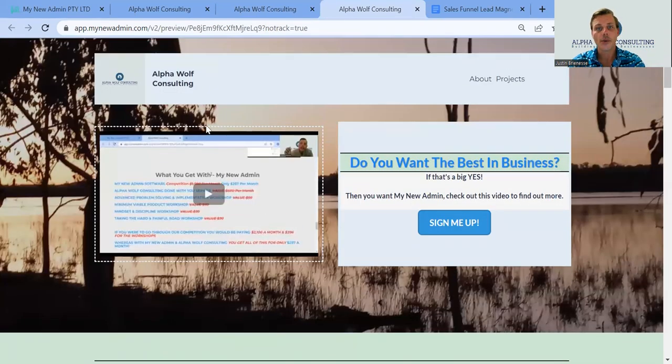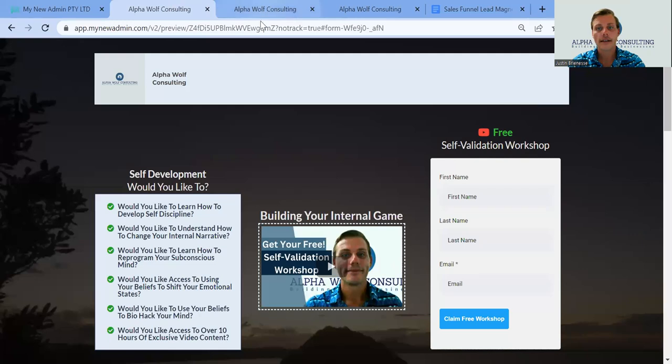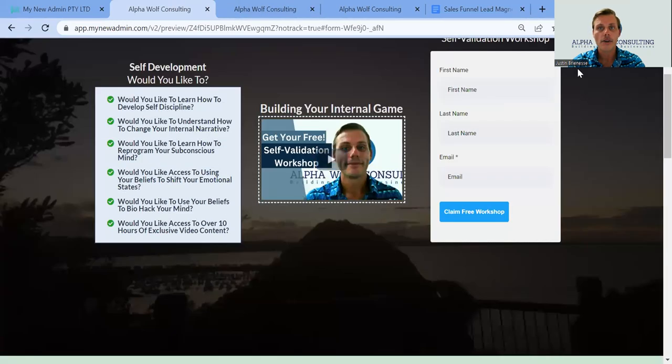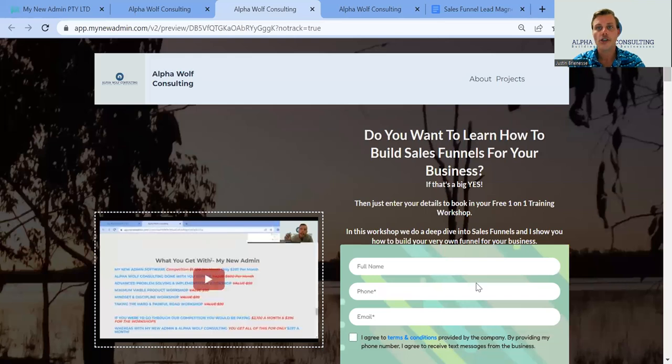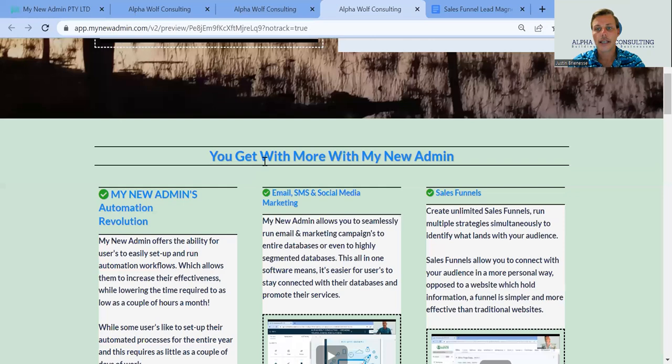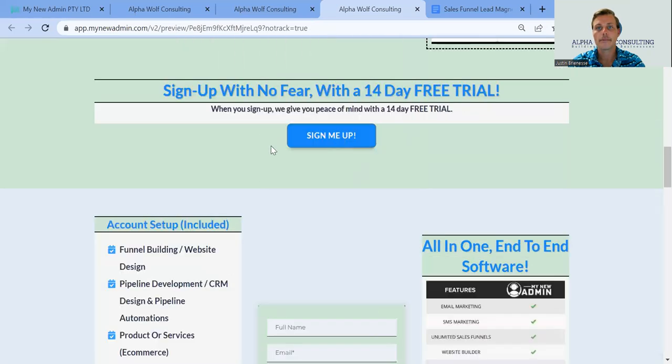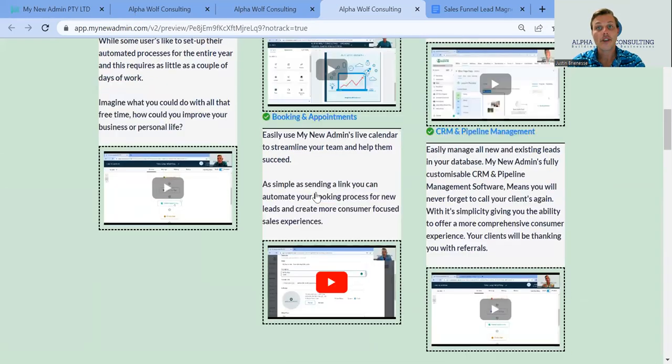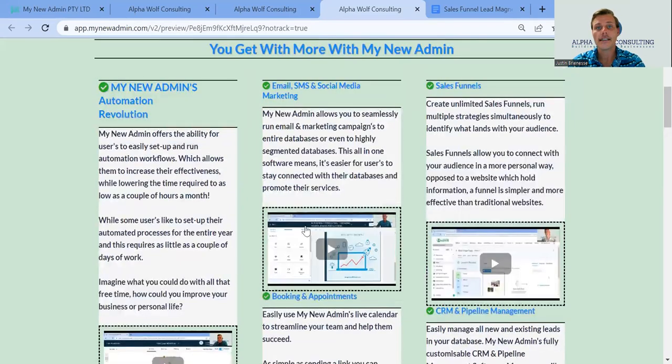So we can see different activities need to be done. First, we've got to capture their lead data. Then we've got to capture their interest in a one-on-one meeting. And then we've got to get them over to sign up. All right, so that's pretty simple, pretty easy.